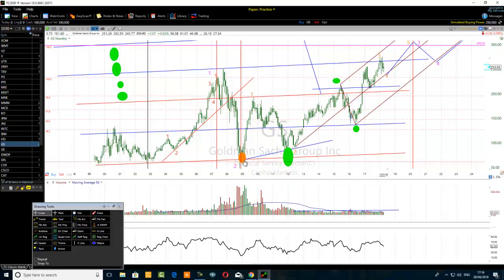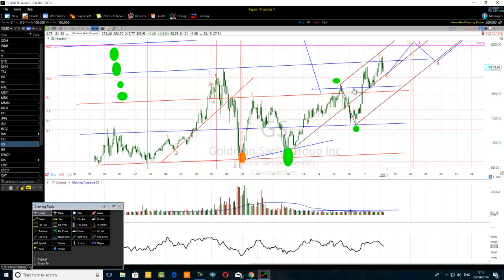We are now at the end of the third wave of this trending phase that started in 2009. First wave of that trending phase, second wave of that trending phase. Pay attention to the orange numbers. We are now in the third wave of that new trend, and that third wave is subdivided into five waves: 1, 2, 3, 4, 5. That's the third wave of the new trend that started in 2009.